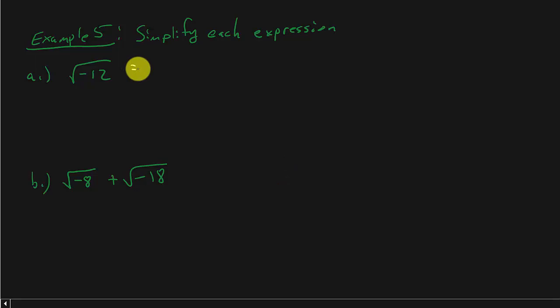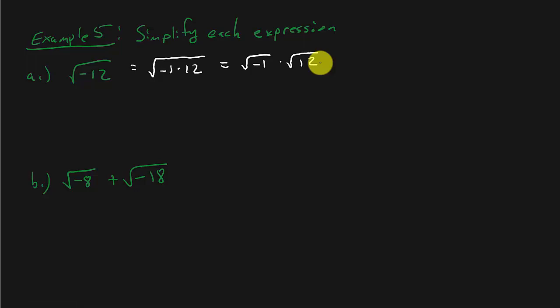So I've got the square root of negative 12. Well, this is the same thing as the square root of negative 1 times 12, right? And that is equal to the square root of negative 1 times the square root of 12. If you remember back when we did radicals, I can split those radicals up. And I know the square root of negative 1 is equal to i. That was that very first property that we looked at.